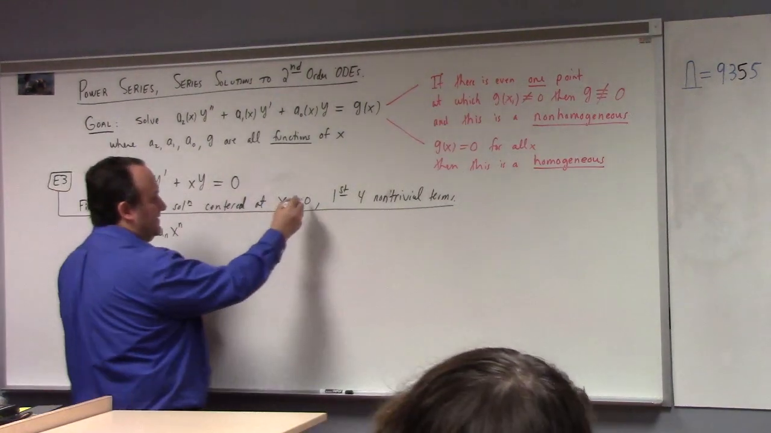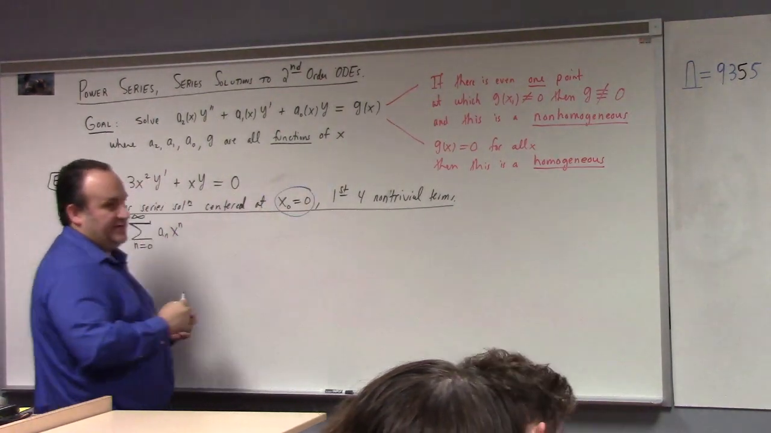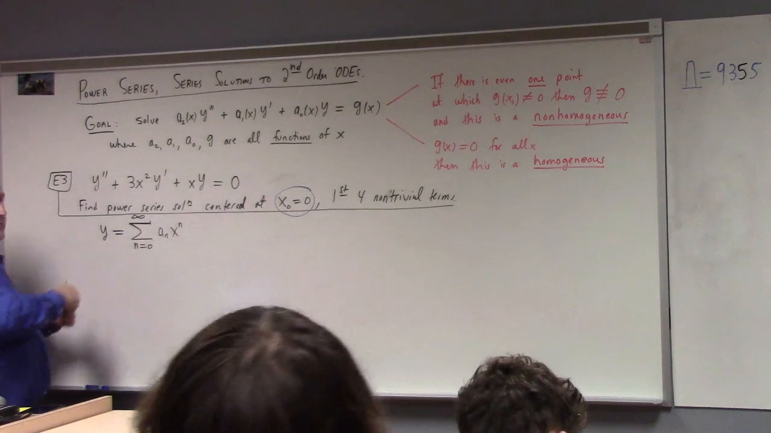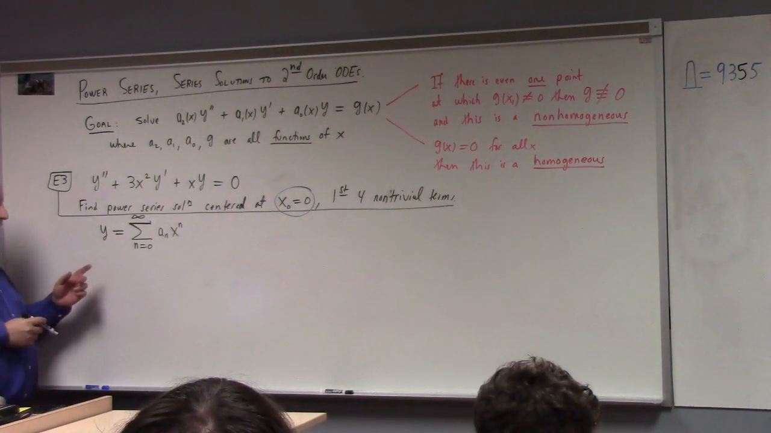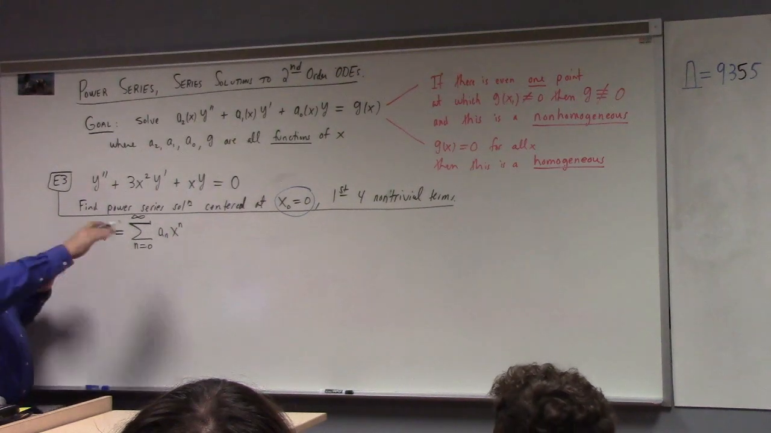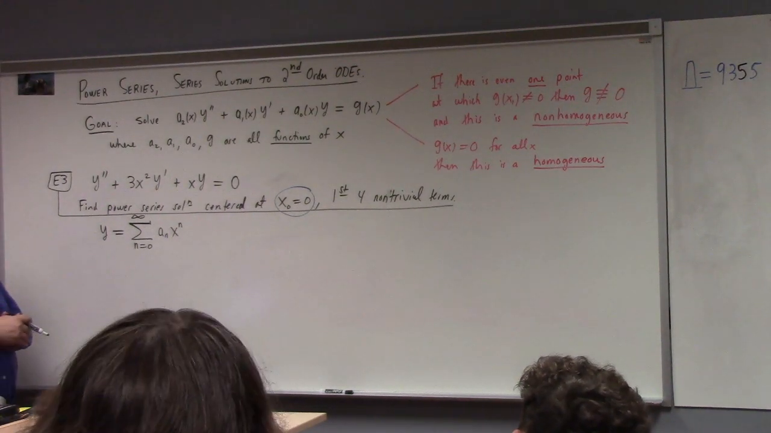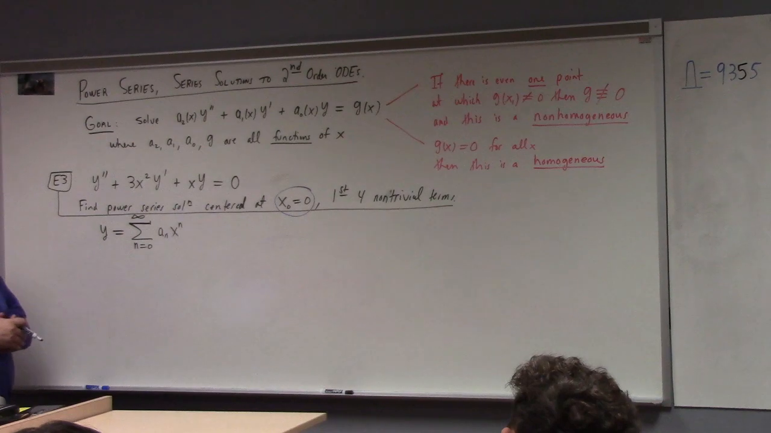Power series centered at x naught, right? So we do a power series centered at 0, which is this, also known as a Maclaurin series. And because I'm only working with the first 4 non-trivial terms, I'm going to adopt the plus dot dot dot notation.